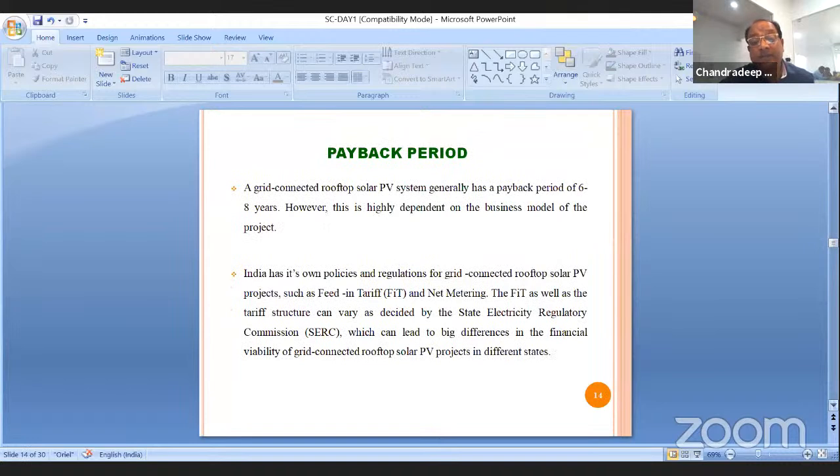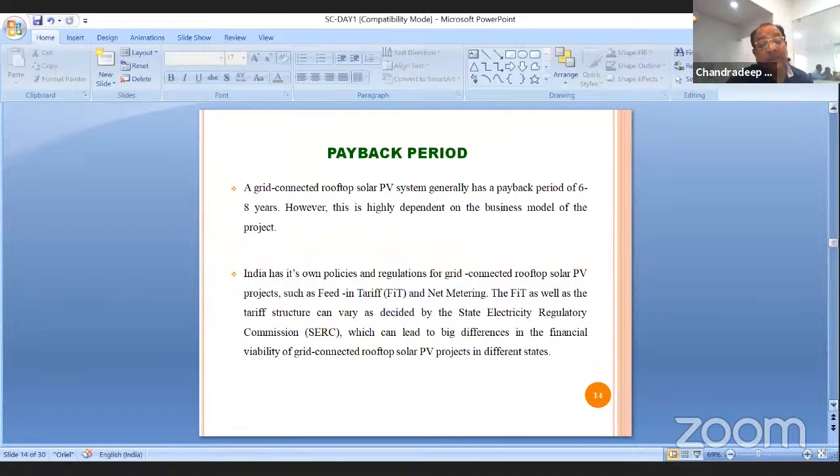This is the financial analysis. Payback, I already said, 6 to 8 years is more or less the payback time. And it depends on the location and business model. As it is 5 units from a 1 kilowatt peak, you get in Telangana, Maharashtra, Karnataka, it's a nice place, Bangalore. In Kolkata, you will not get more than 3.5 to 4, even in winter. In summer, you will not get that much electricity from solar. So it depends. 8 years is the normal time, but it can be a little bit more or a little bit less also.